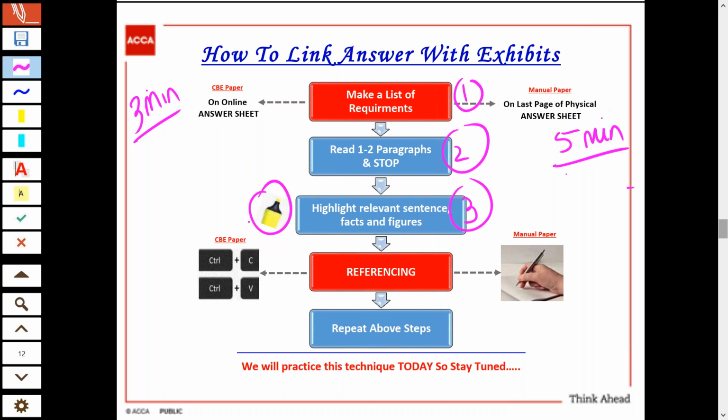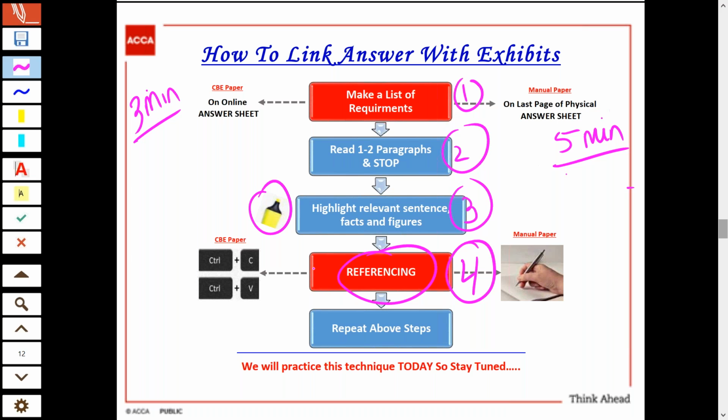So for CBE students, there is an online highlighter which you will just see in a little bit how to use it. For manual paper students, it is perfectly allowed to use highlighter in your exams. Okay, so please take 2 or 3 highlighters with you so that you are able to highlight the relevant facts and figures in the exams. Now, once you have highlighted, then the fourth step, the most difficult step which you need to learn, is what I call referencing. What is the meaning of referencing?